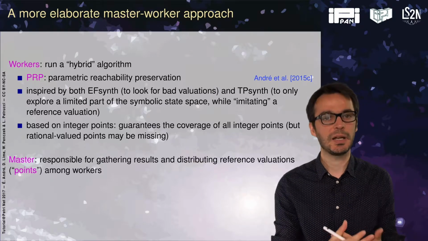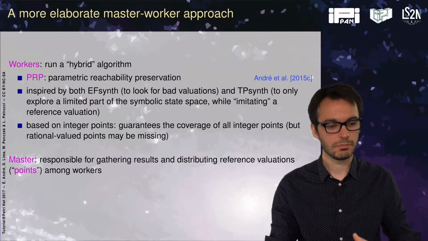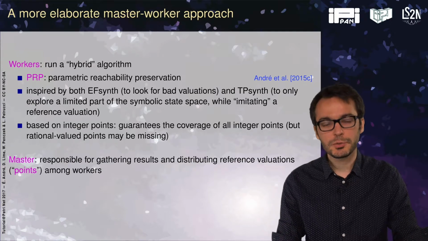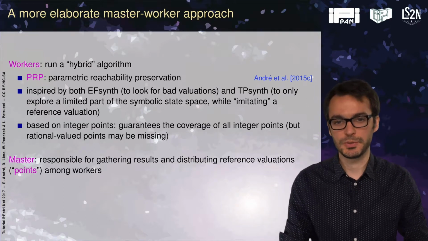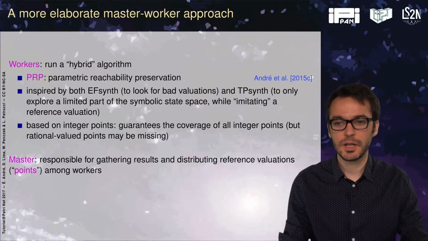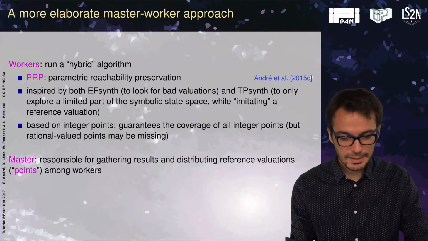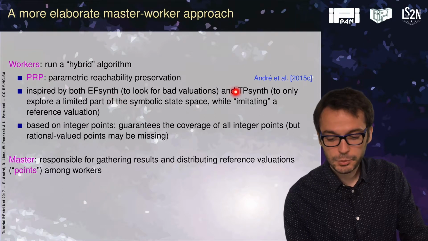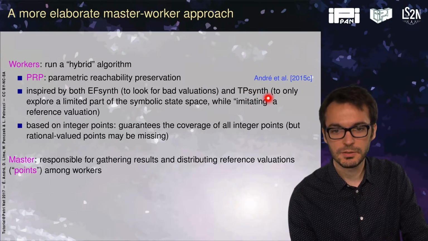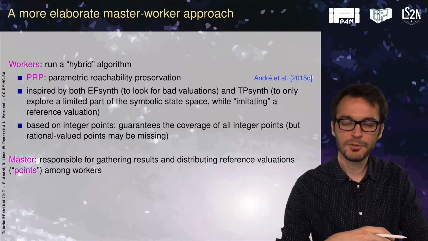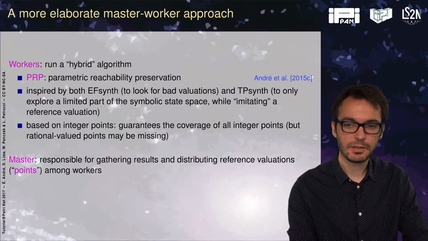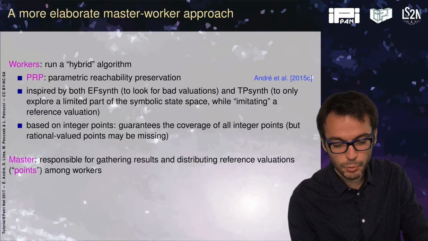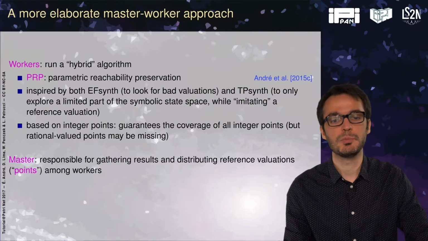There will be a single master node that will be deciding what the workers will do. The workers will run a hybrid algorithm, hybrid in the sense that it looks like two existing algorithms. It looks like the reachability synthesis, EFsyn, and the trace preservation synthesis, to just explore a part of the state space that looks like a valuation that we know already. And this algorithm is called PRP, for Parametric Reachability Preservation.